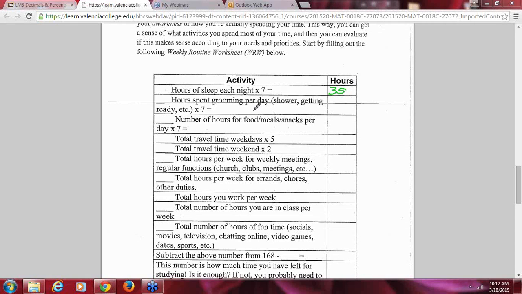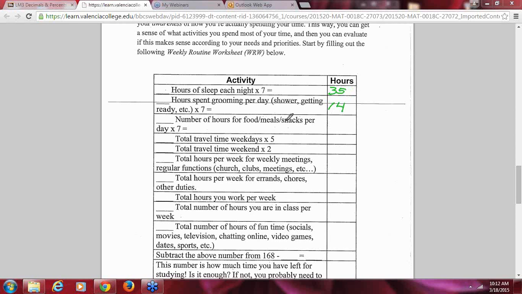Hours spent grooming a day. I would say I probably spend an hour in the morning and an hour in the evening, and then maybe a little more. But again, we're estimating. 2 hours a day, 7 days a week, 14 hours.